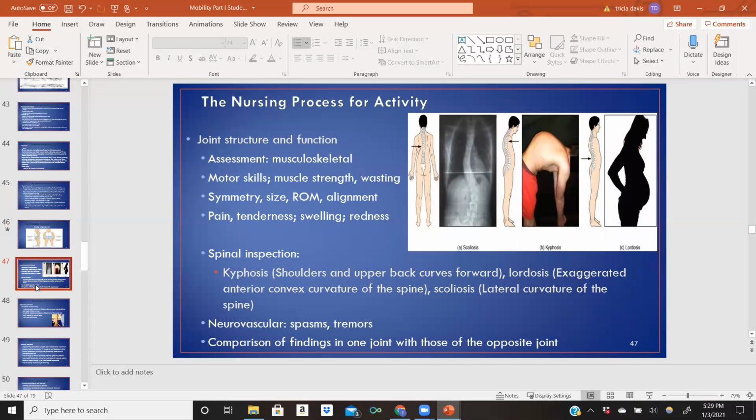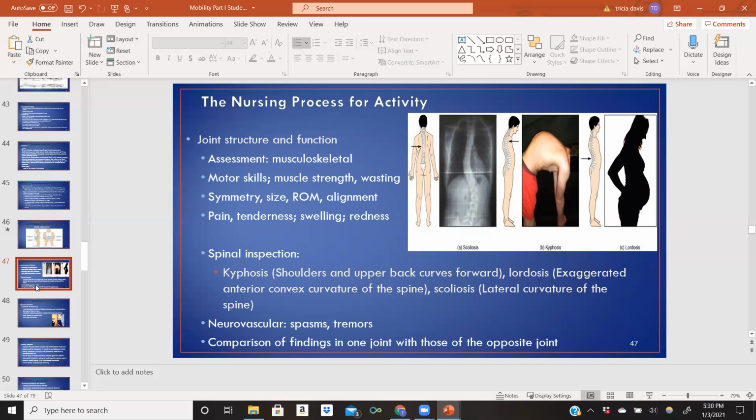So you want to use inspection and palpation to examine those joints, to check their range of motion and any of the surrounding tissue. Range of motion is the maximum degree of movement of which a joint is normally capable, okay? So you want to assess their musculoskeletal status. You want to look at their muscle strength, if they have any muscle wasting. You want to look at symmetry, size, their range of motion, their alignment. Do they have any pain or tenderness, any swelling or redness?